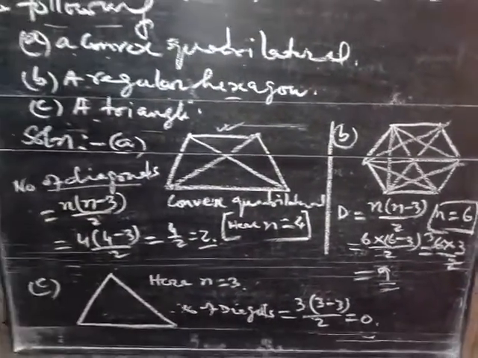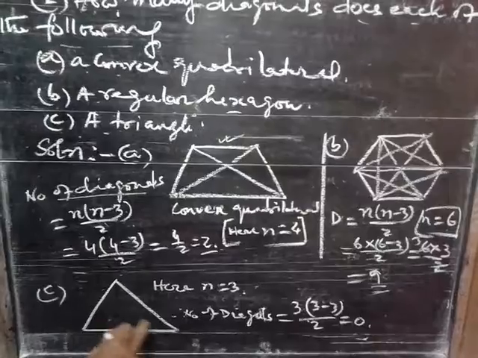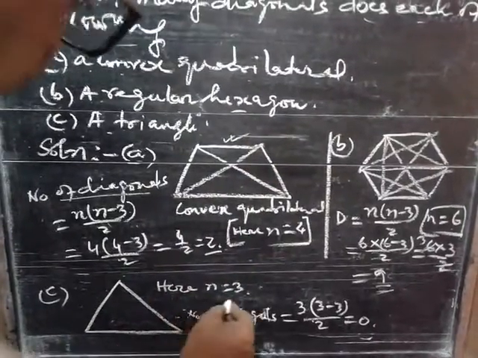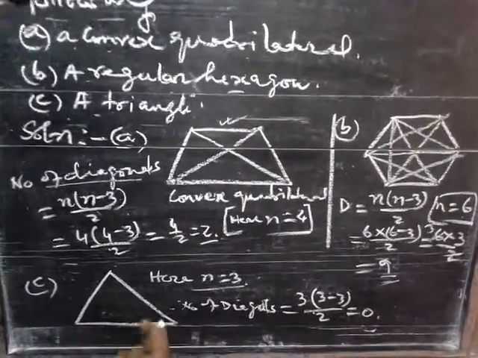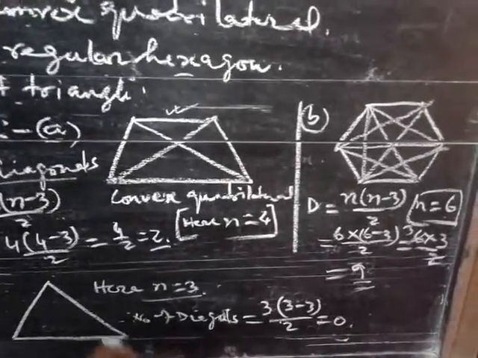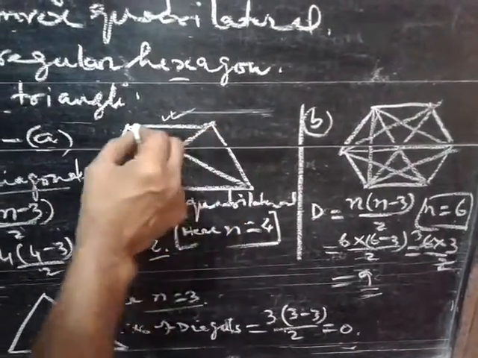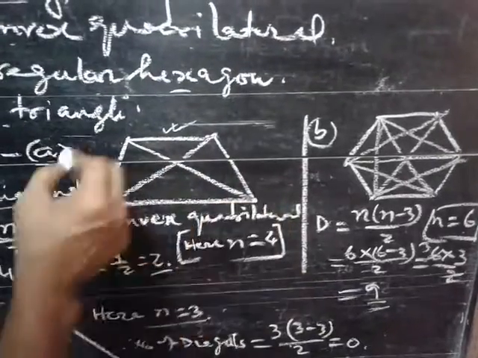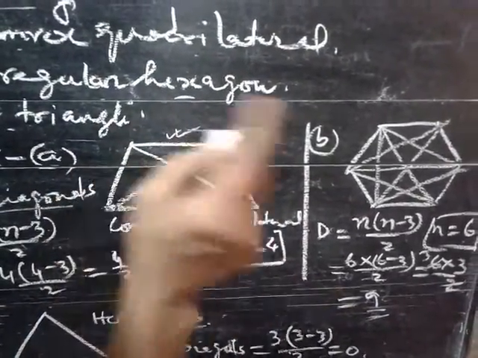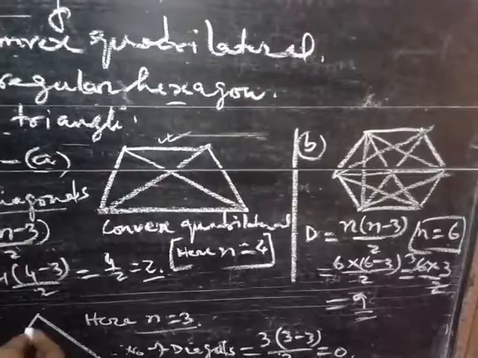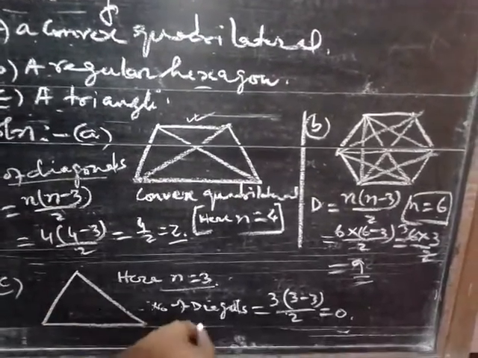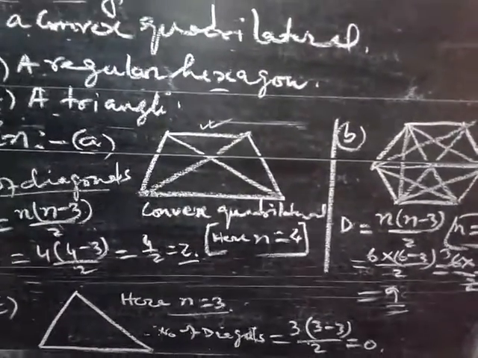In this way you can also find out how many diagonals there are in a triangle. Here n is equal to 3, a triangle has 3 sides, so the number of diagonals will be 0, because there is no opposite vertex. A diagonal is the joining of two opposite vertices, so a triangle has nil diagonals.